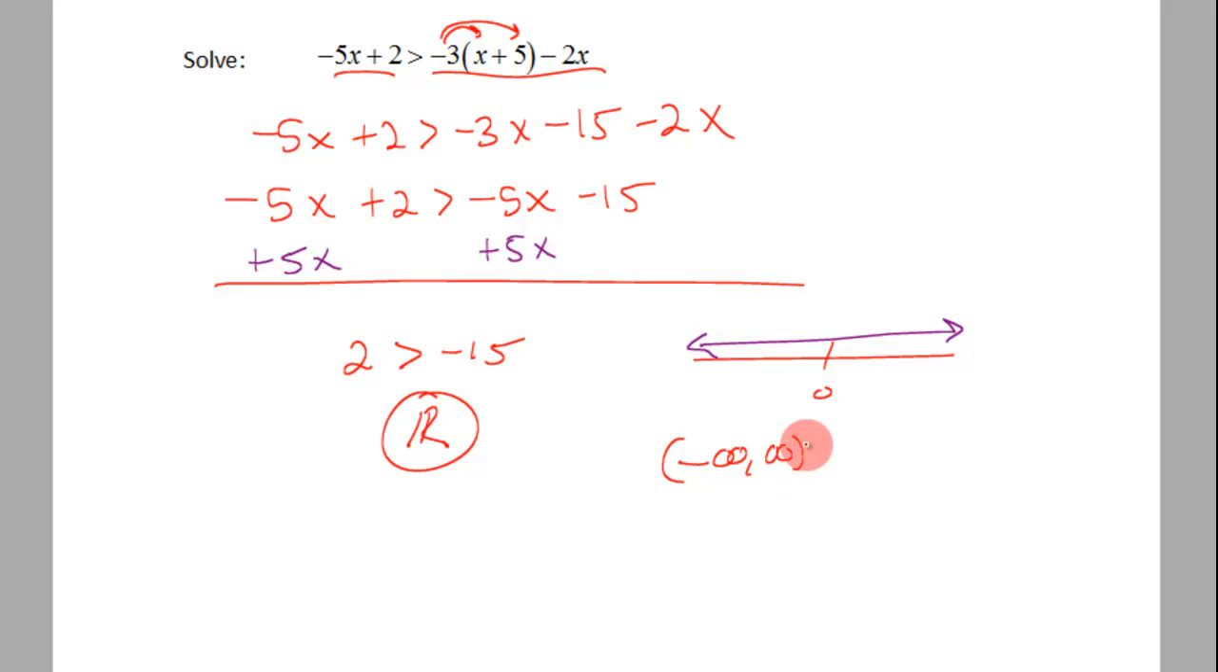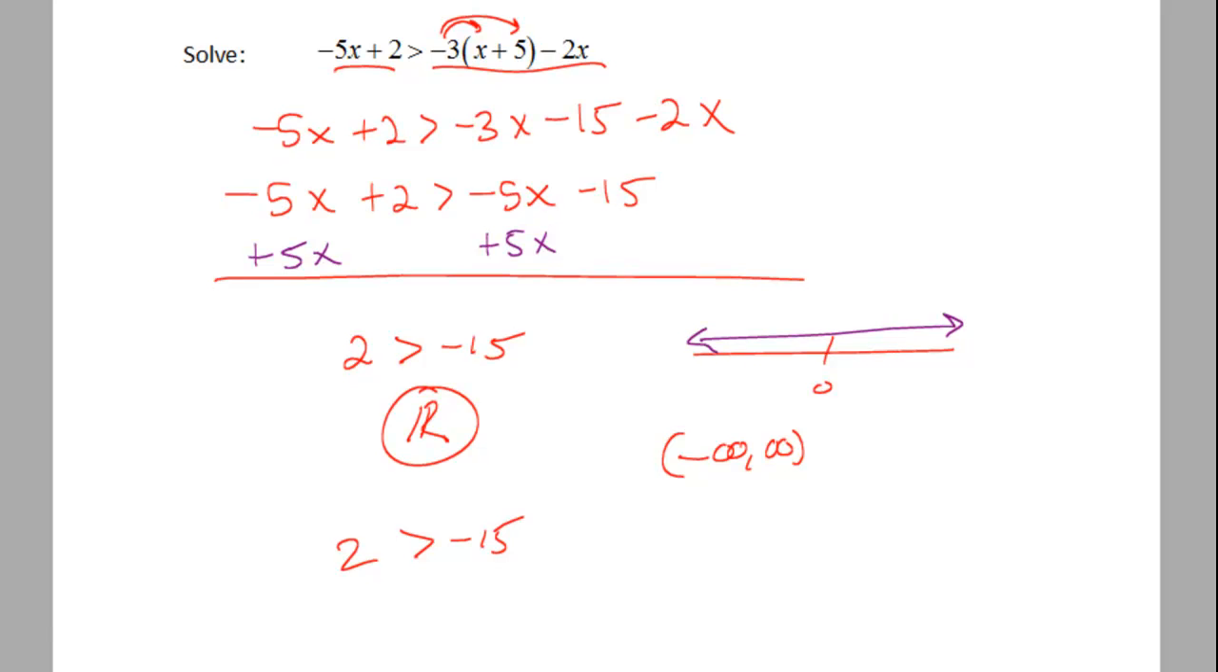Let's try it. Let's try an easy one, 0. If I put 0 here for x, I get 2. If I put 0 here, I get, well, yeah, this is going to be funny, but right? I get 0 plus 5 is 5, negative 15 minus 0, negative 15. So there's the one with 0 in. If you put 1 in there, you'll get this side will be bigger all the time, no matter what number you choose.